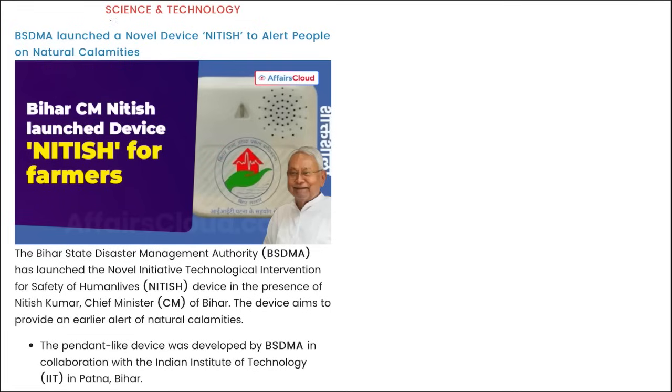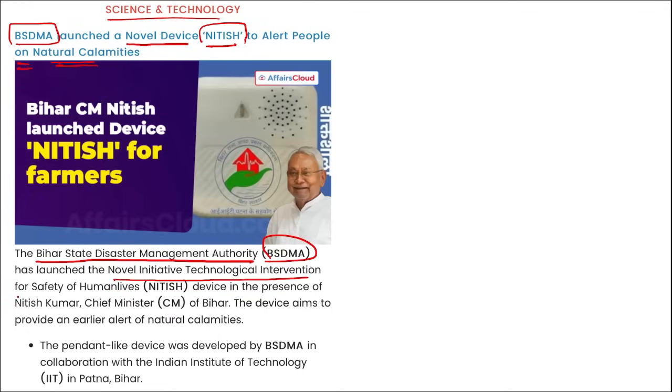Next is Science and Tech. BSDMA, that is Bihar State Disaster Management Authority, has launched a novel device, Nitish, to alert people on natural calamities. Nitish stands for Novel Initiative Technology Intervention for Safety of Human Life.